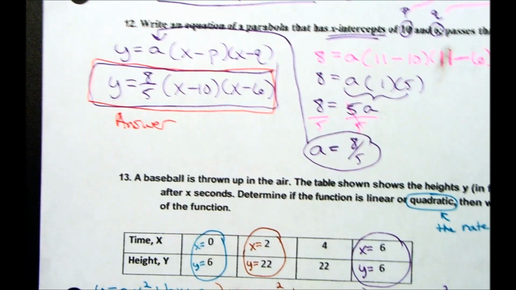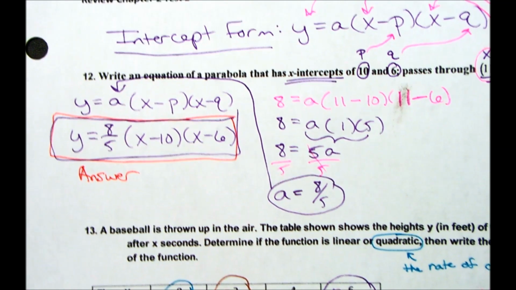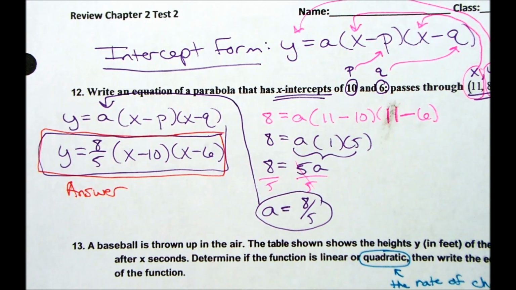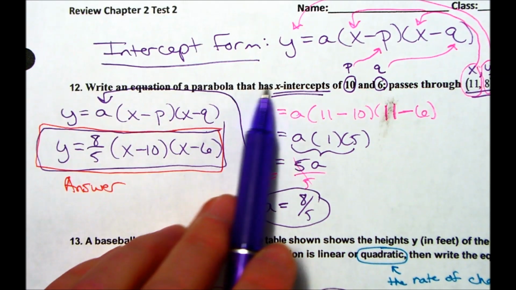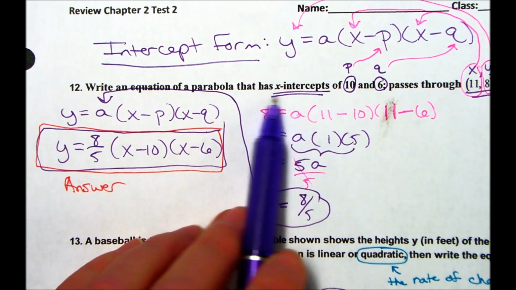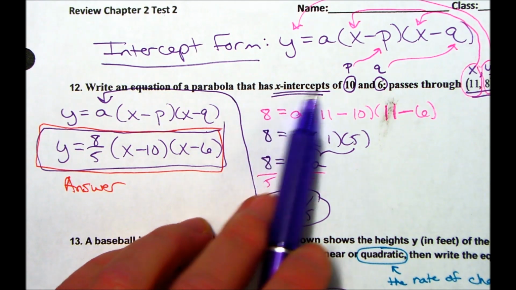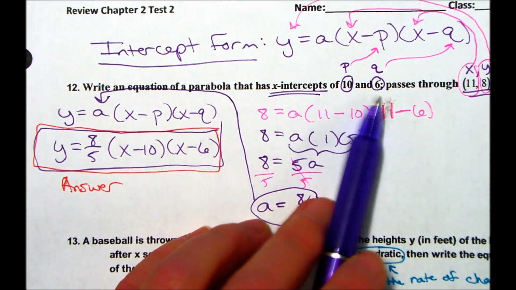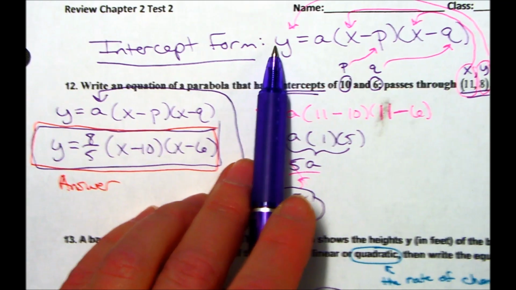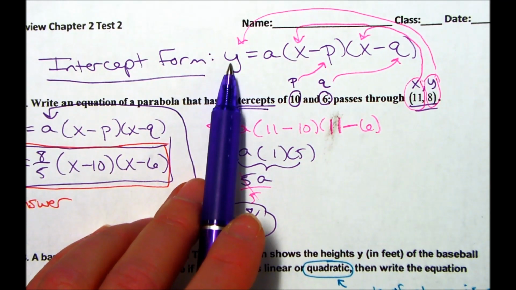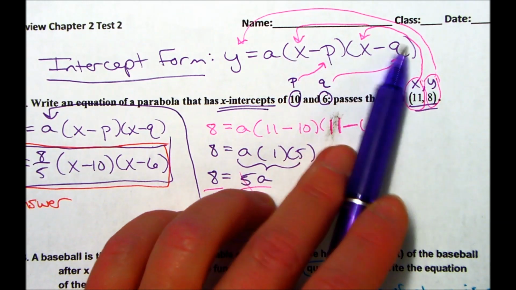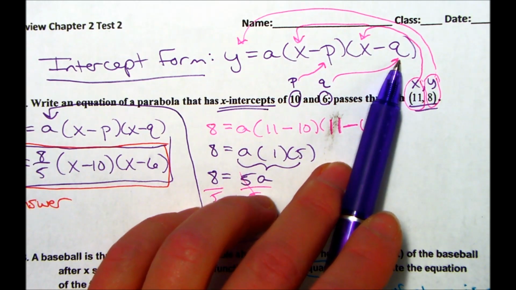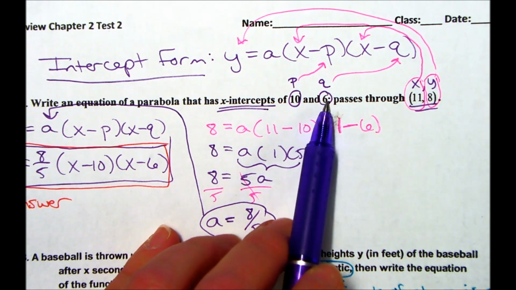Okay, the next problem that we have, number 12, is an equation that we're trying to write in intercept form. It says write the equation of the parabola that has x-intercepts. If it's telling you the x-intercepts, and that's the information that's given, then you're going to want to use intercept form, which is the formula y equals a quantity x minus p and then quantity x minus q. So you're going to substitute the x-intercepts.